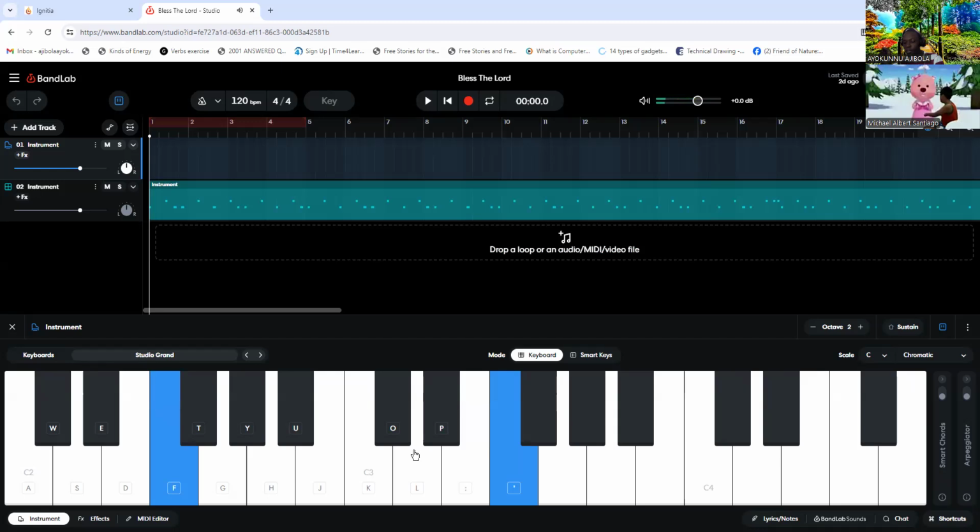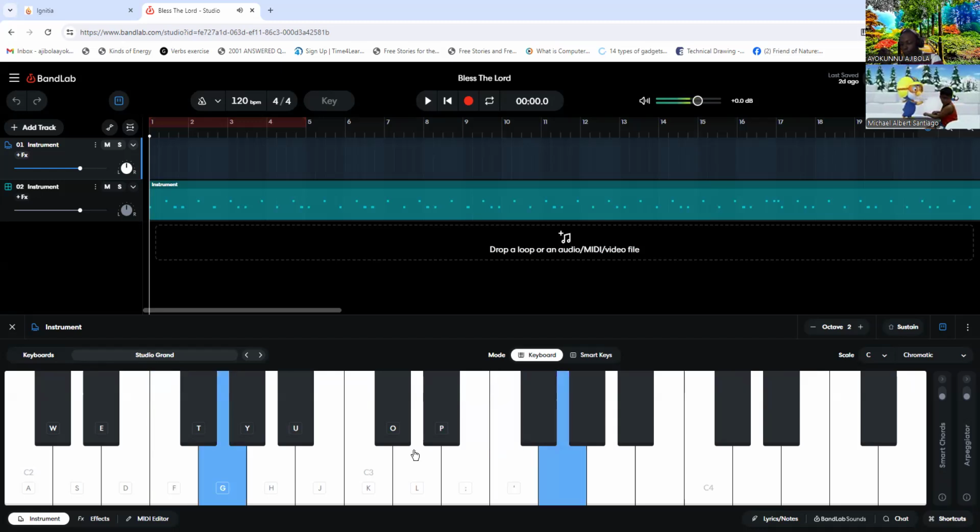Why the third one is double G? Double G. That is two G's. G on one octave, G on the other octave. So if I want to play the three chords, it will become this. So I'm using only my left hand to play that.